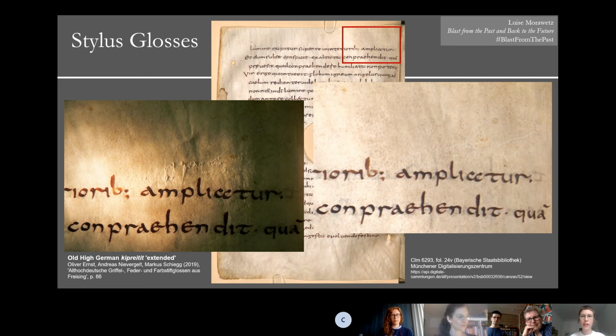To see the indentation of stylus glosses, the light has to come from a flat angle. In this way, the higher parchment casts a shadow into the scratch, and the lines of the letters, which were made with a sharp stylus, can be seen clearly. This gloss, "qui breitet," translates the Latin ampliatur, which means extended.